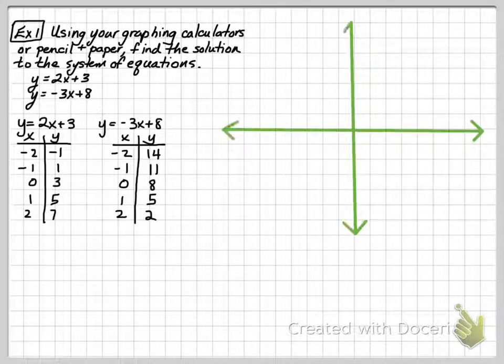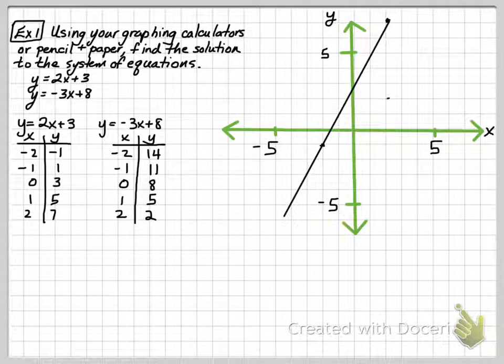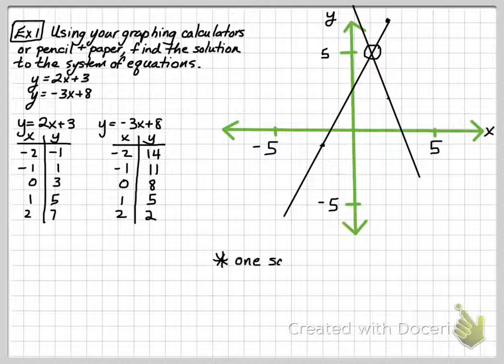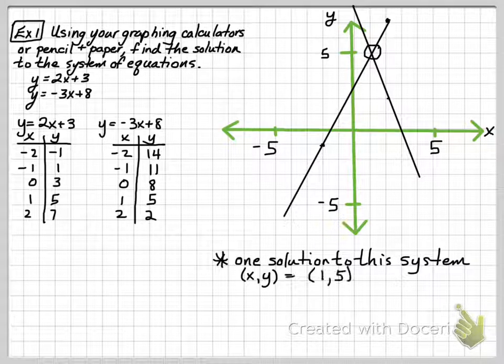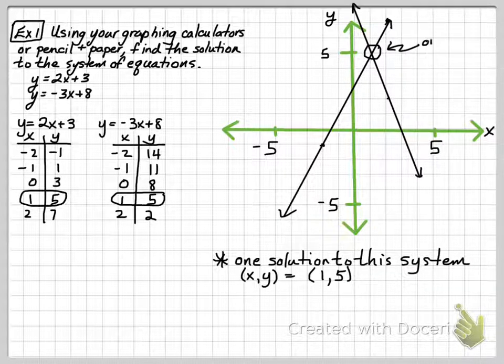And if you graph these two systems by plotting some points, you're going to see that they're going to intersect in one spot, and right from the graph you can read that that's going to be where x is equal to 1 and y is equal to 5. Or you can look on your table of values for each, and you can notice that (1, 5) is the same ordered pair for both. Where there's one intersection point, there's going to be one solution.